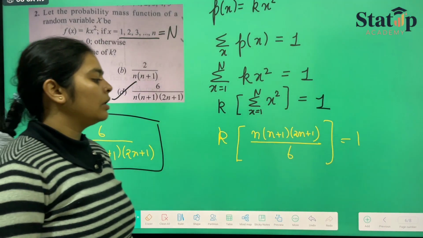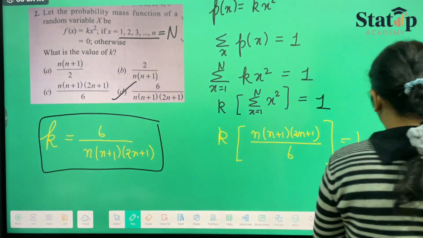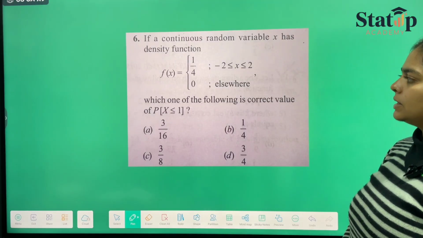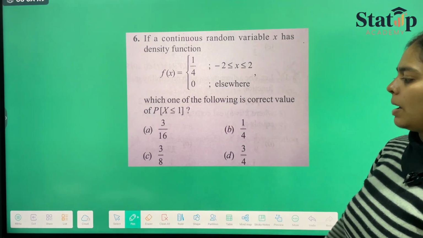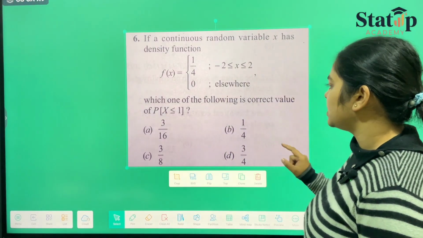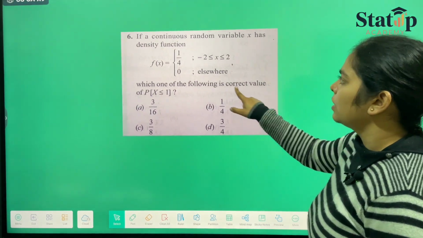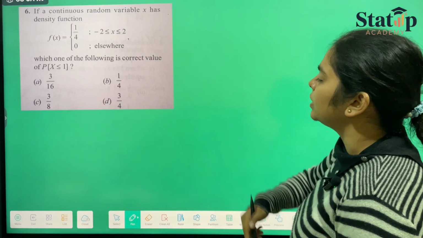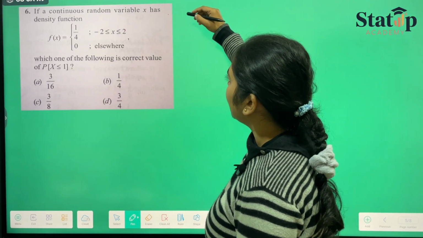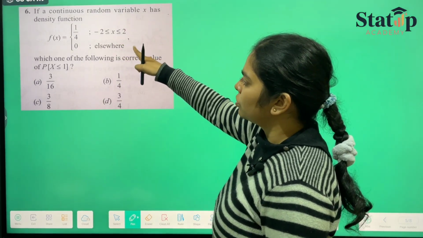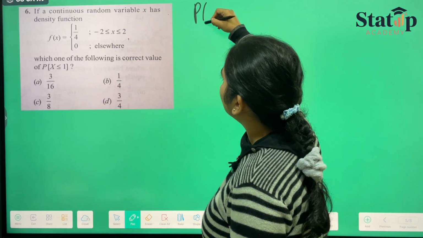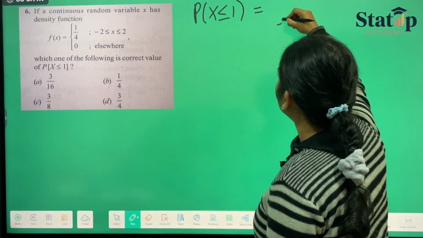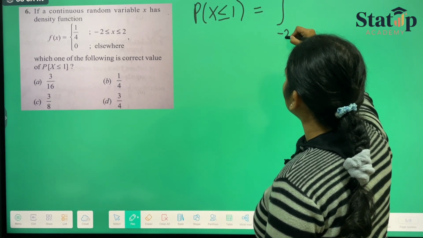Okay. Now moving forward to another question. Here we have been provided with a probability density function, and we have to find the probability of x less than or equal to 1. Now this is a continuous random variable, so we have to follow the law of integration. They have given us the limits from -2 to 2, but we have to find the probability of x less than or equal to 1, so the limits will be -2 to 1.